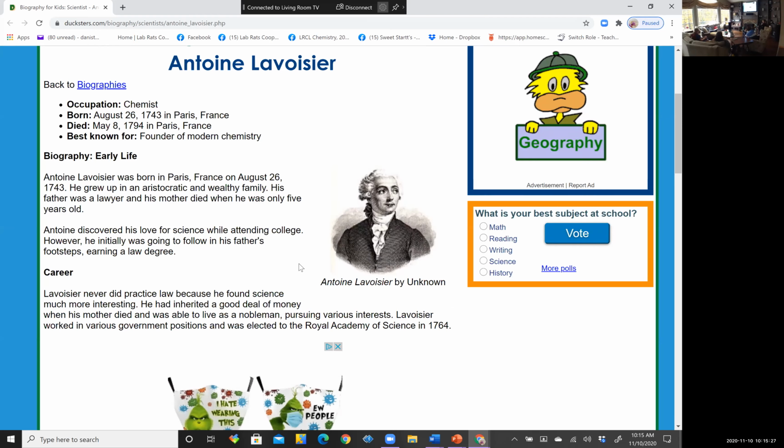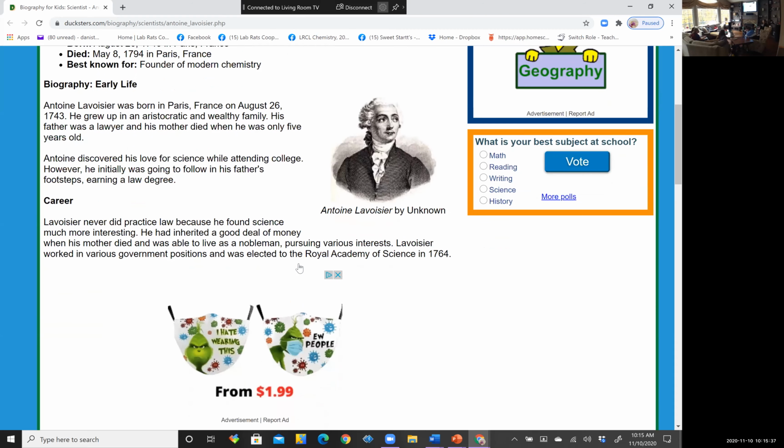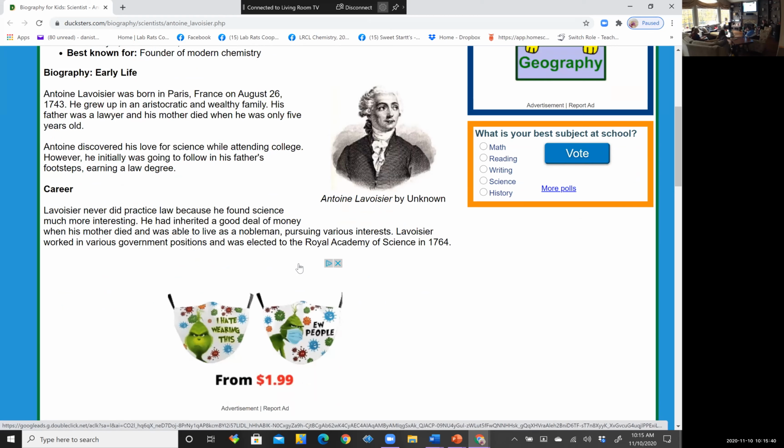You're going to want to pay attention to all this because they're going to ask you questions about him, okay? And he died May 8th, 1794 in Paris, France. He is best known as the founder of modern chemistry, or the father, depending on who you're talking to. So Antoine Lavoisier was born in Paris, France, August 26, 1743. He grew up in an aristocratic and wealthy family.